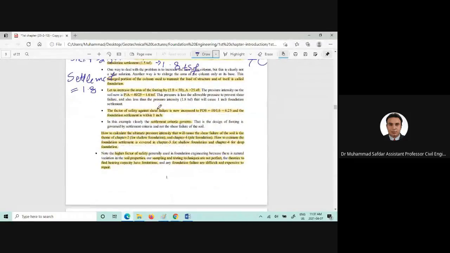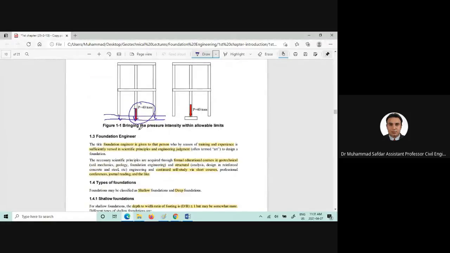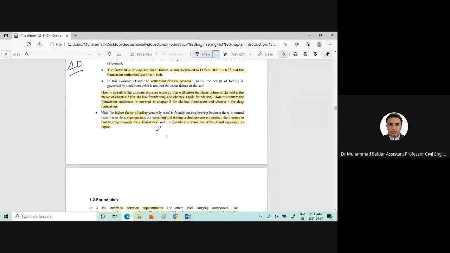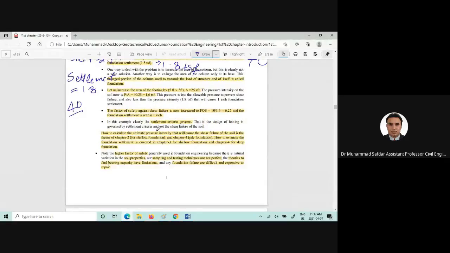Now we are in big trouble, because 40 ton per square feet is too huge to be transferred to this soil. So it's unable to take that load. What could be the possible solution?